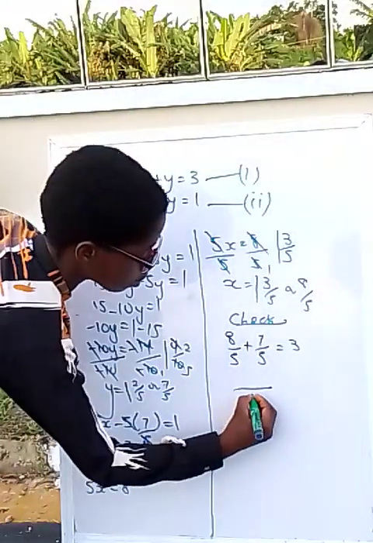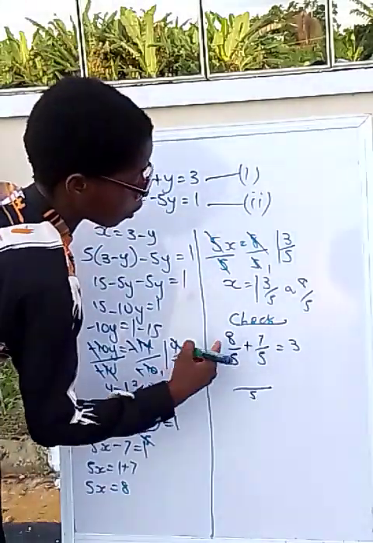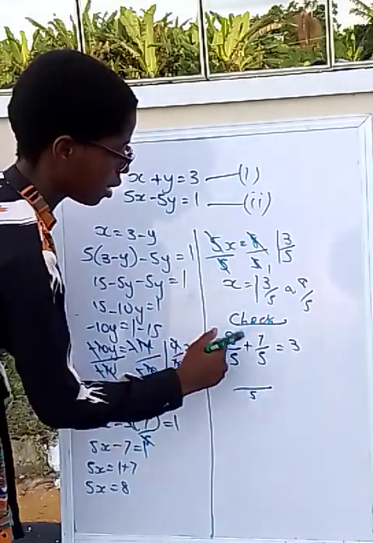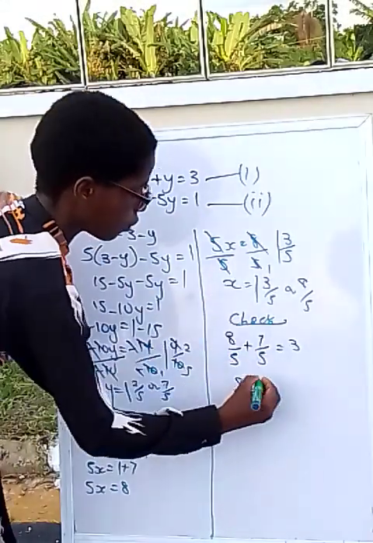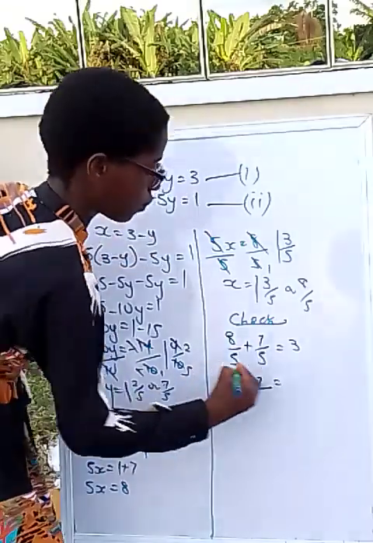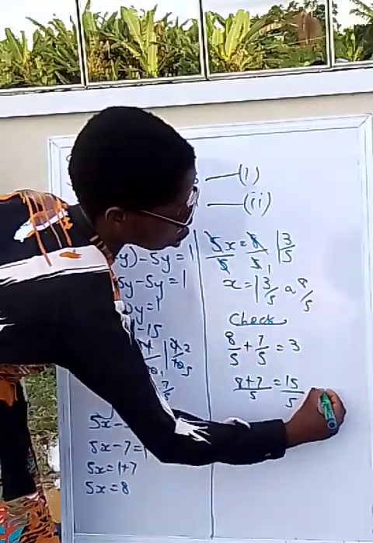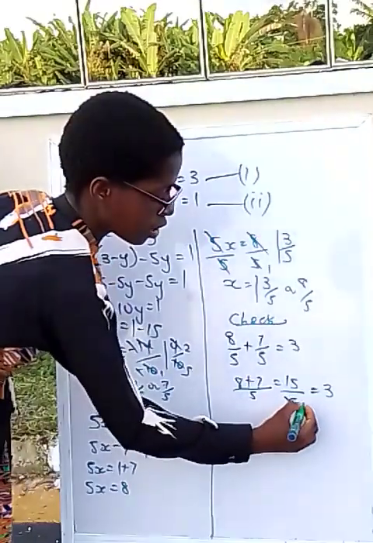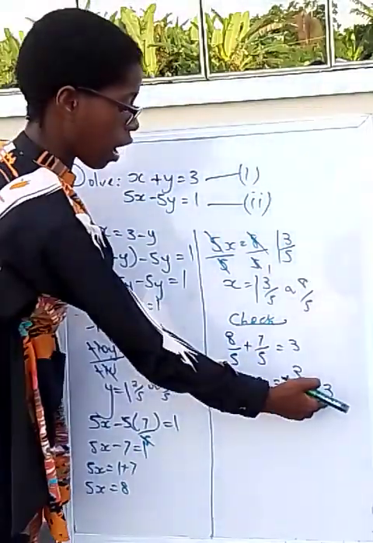5 in 5 is 1, 1 times 8 is 8. Plus 5 in 5 is 1, 1 times 7 is 7. 8 plus 7 is 15 over 5. And don't forget we have equals to 3 here. 5 in 15 is 3. We can see we've gotten our 3. That's equation 1. So now let's check it in equation 2.